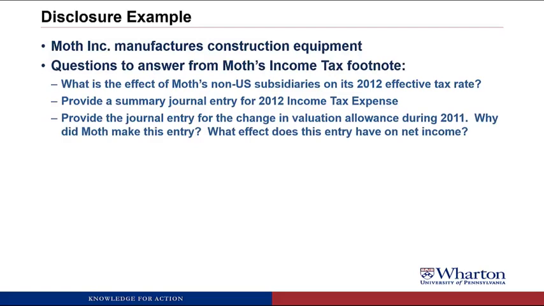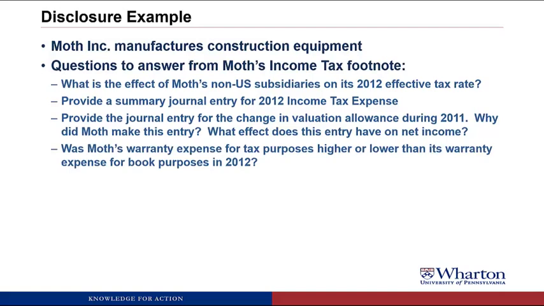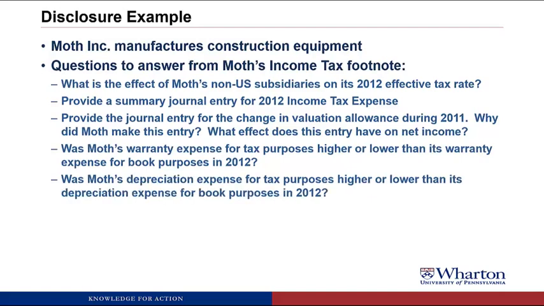We're going to do a journal entry for the change in valuation allowance during 2011. Talk about why Moth made the entry and what that entry's effect on net income is. We're going to look at, was Moth's warranty expense for tax purposes higher or lower than its warranty expense for book purposes? And then we'll do the same thing for depreciation expense. Was it higher or lower for tax purposes than for book purposes during 2012?